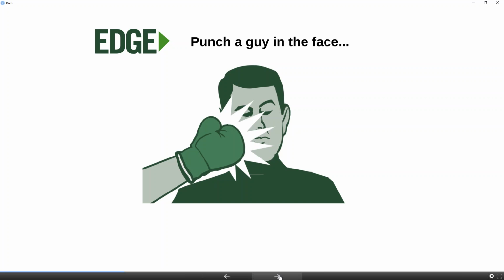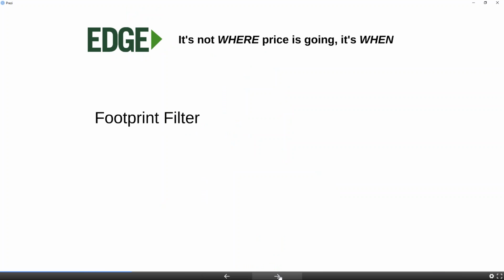When the market doesn't do what it was supposed to do. This guy was at least supposed to flinch and maybe go down, and he doesn't. That's a clue. You have to find out if there's going to be an exit. Back to that saying, it's not where price is going, it's when.